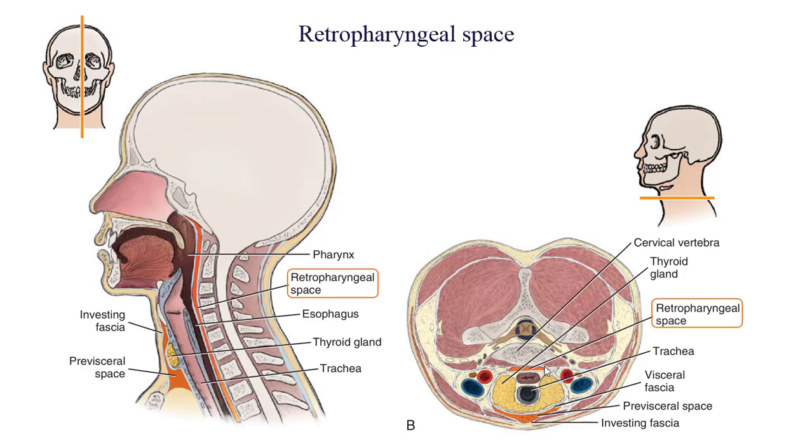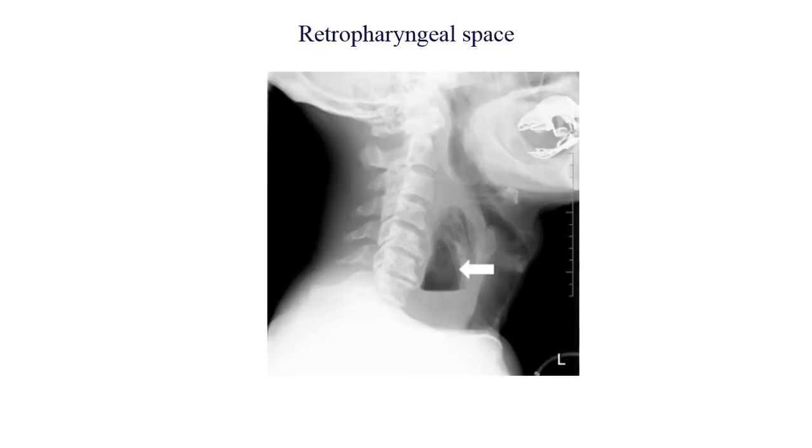It's a potential space posterior to the muscular wall of the pharynx and its investing buccopharyngeal fascia, anterior to the prevertebral fascia, and spanning the distance between the base of the skull and the mediastinum within the thoracic cavity. The retropharyngeal space communicates laterally with the parapharyngeal space. Clinically, the retropharyngeal space is important because it represents a potential pathway for metastasis of disease between the head, neck, and the thorax.